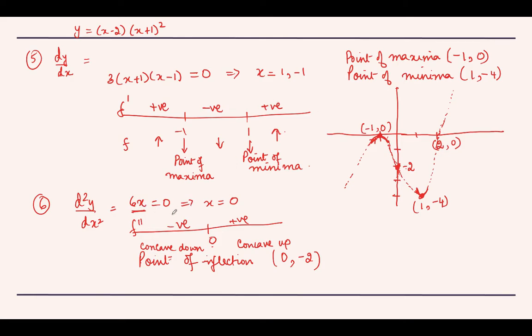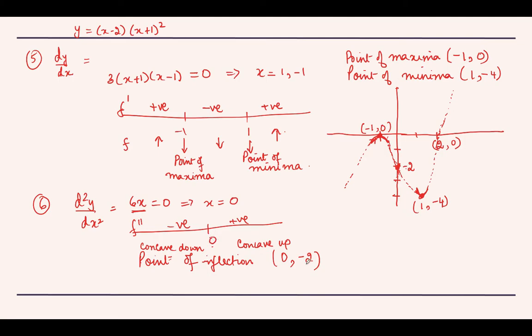From the second derivative, we can get to know the concavity part. So the second derivative comes out to be 6x. When you put it equal to 0, you get x equals to 0. This is the critical number of second order, and the sign of the second derivative to the left side of 0 is negative. To the right side of 0, it is positive. So we can say that this point is giving us a point of inflection.